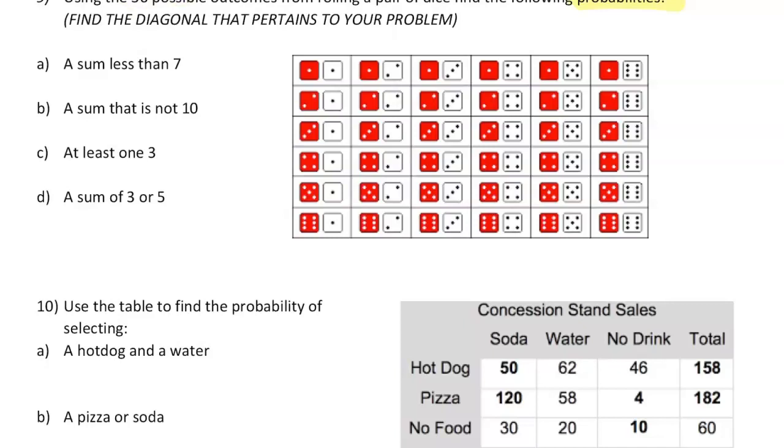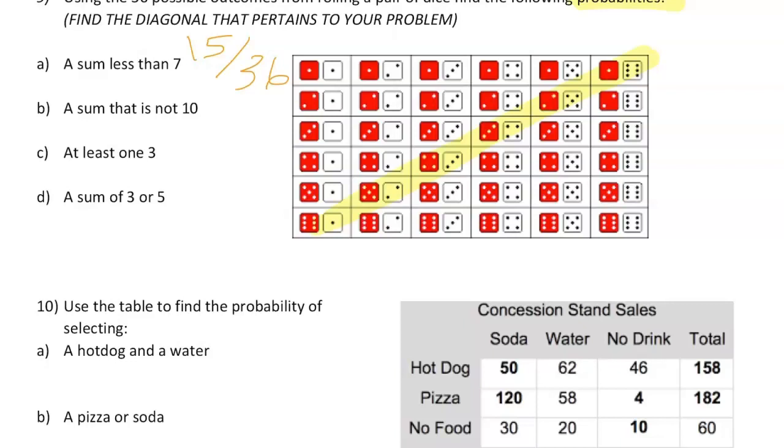So a sum less than 7. So look what I'm going to do. I'm going to go right down the middle here, this diagonal, and those are all sums equal to 7. So everything less is above that. So count them up. 1, 2, 3, 4, 5, 6, 7, 8, 9, 10, 11, 12, 13, 14, 15. It looks like there's 15 that will give me a sum less than 7. So that's going to be 15 over the 36.